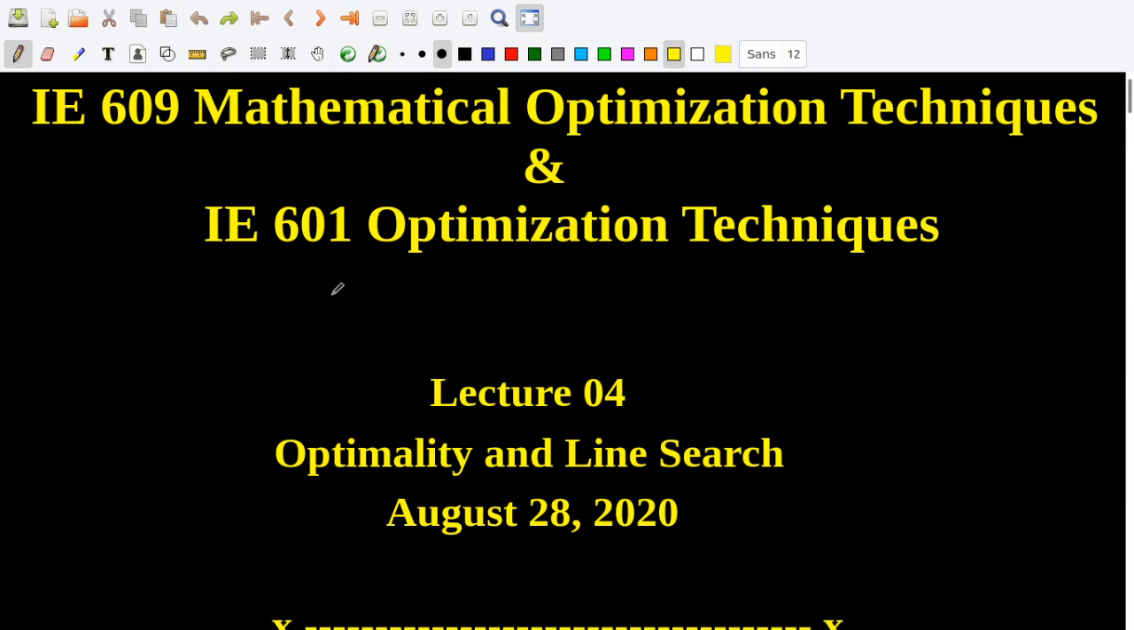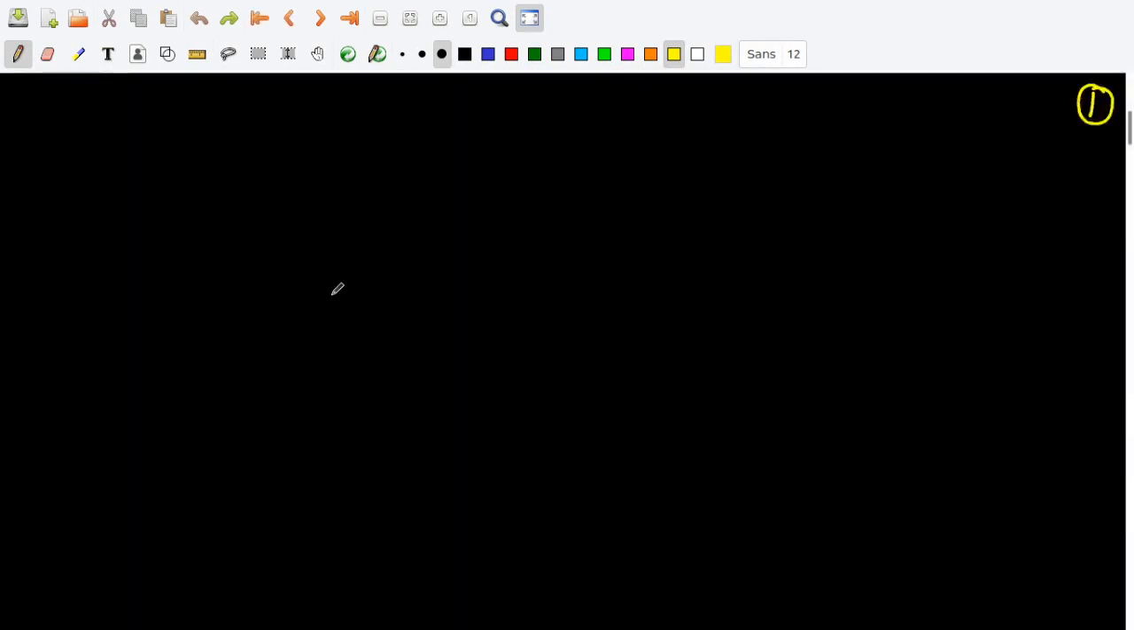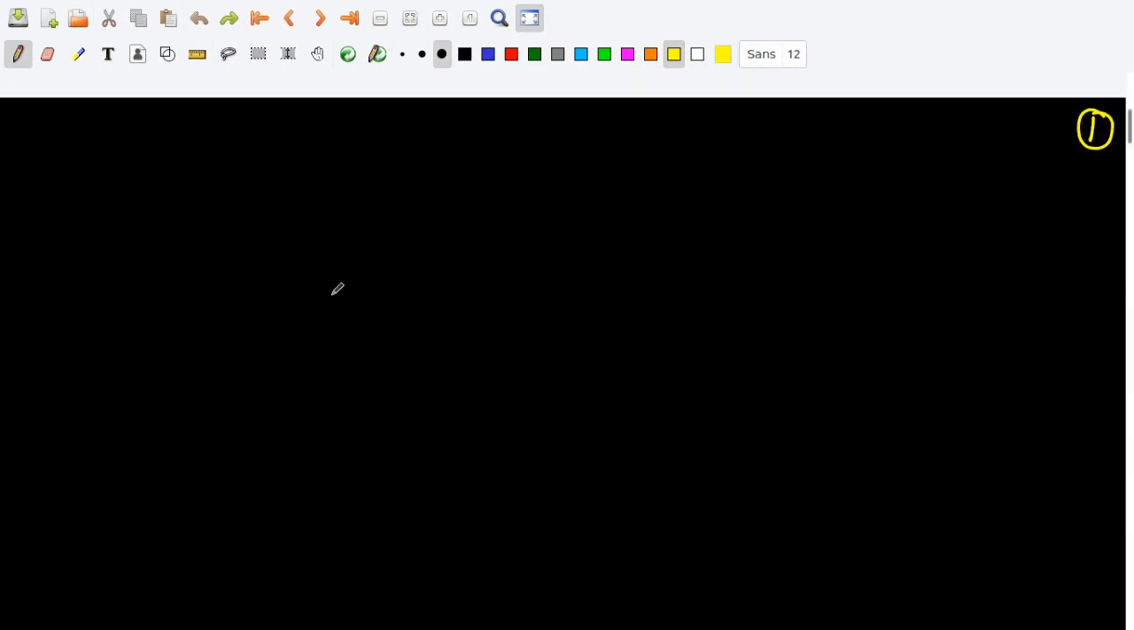Hello everyone. In the first part of this lecture, we will talk about the conditions for optimality in unconstrained optimization. So recall that we have looked at this idea of understanding the importance of gradients and trying to move in the direction suggested by gradients to improve the candidate point.